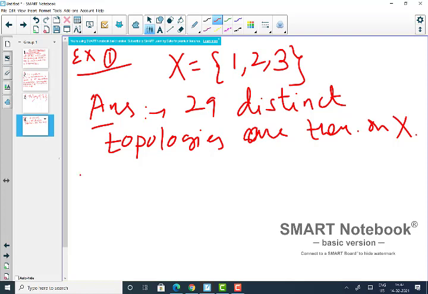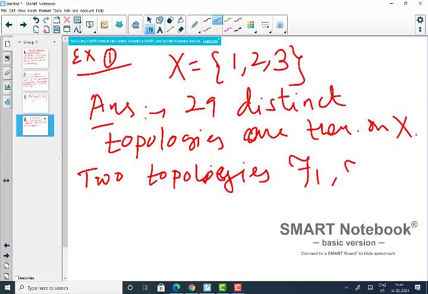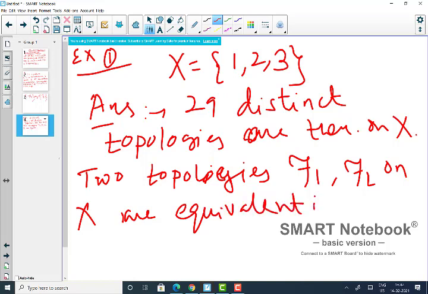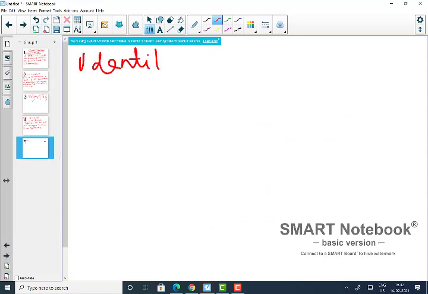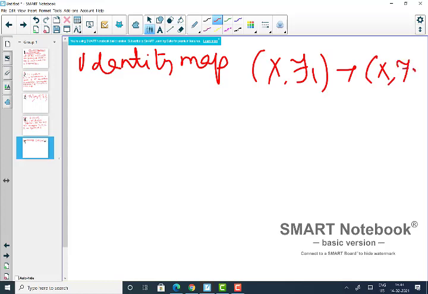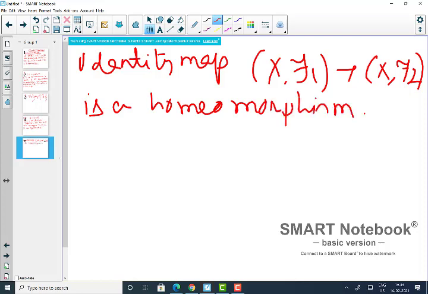So we say that two topologies, say tau 1 and tau 2 on a set X, are equivalent if the identity map from (X, tau 1) to (X, tau 2) is a homeomorphism. So the identity map always exists, right? From X to X, with tau 1 on the domain and tau 2 on the codomain. If the identity map is a homeomorphism, then we say that these two topologies are equivalent.